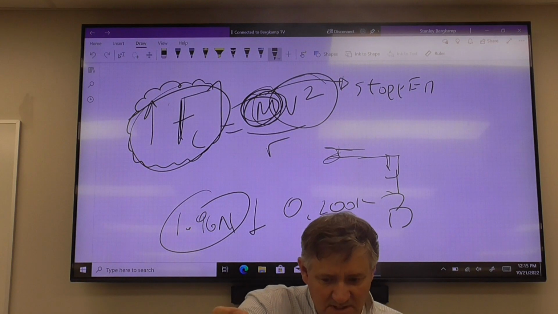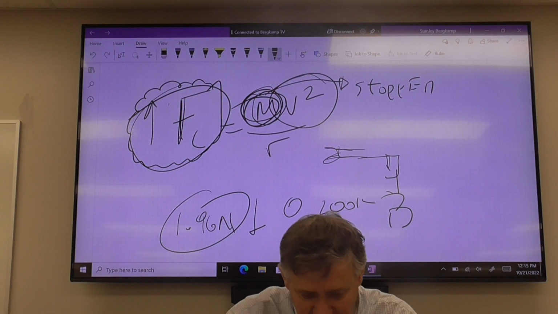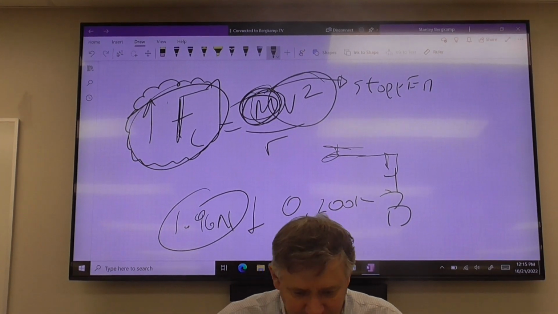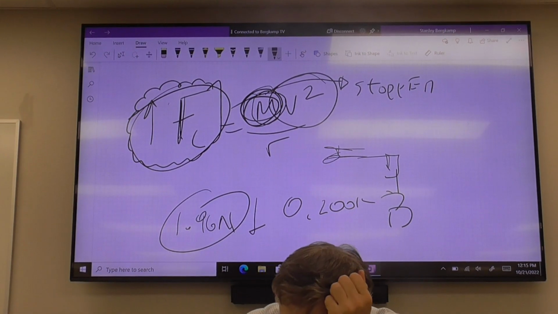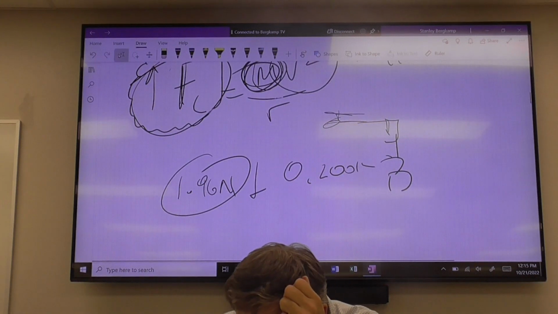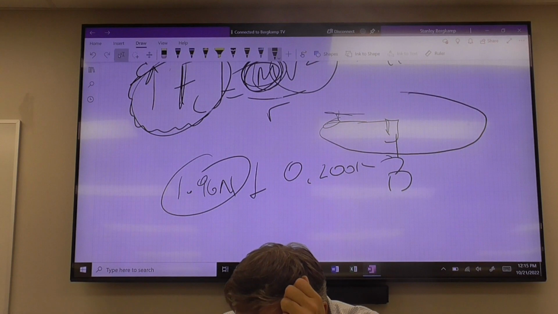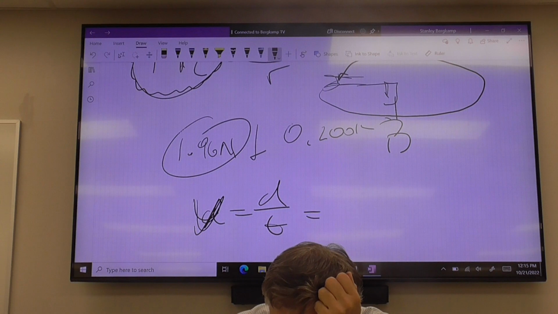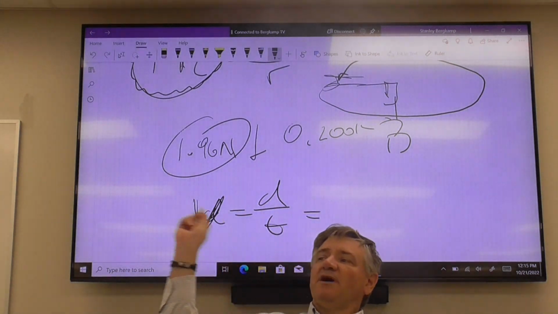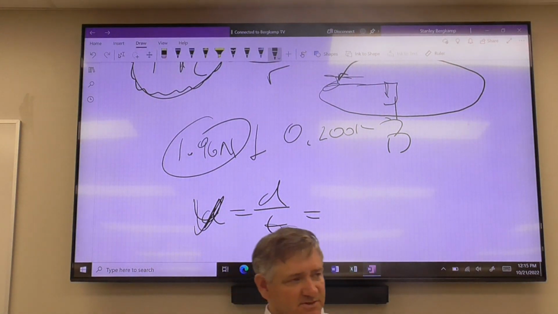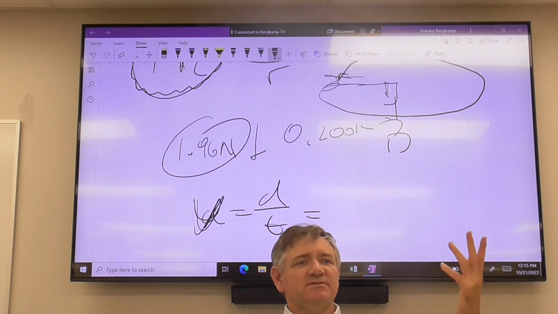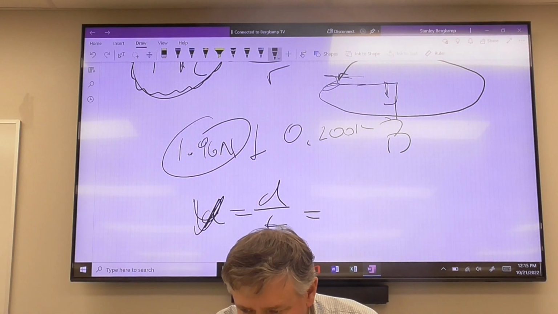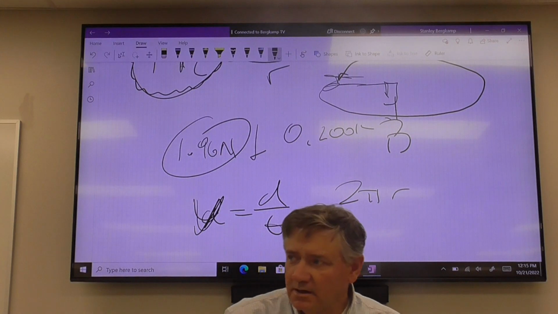The hardest one is going to be the velocity. Here's what we're going to do on the velocity. This thing, oddly enough, is going to be moving around in a circle. So basically, the velocity is going to be distance divided by time. How can we find the distance that the rubber stopper is going to travel? The circumference of a circle, otherwise known as 2 pi r. That's kind of cool.